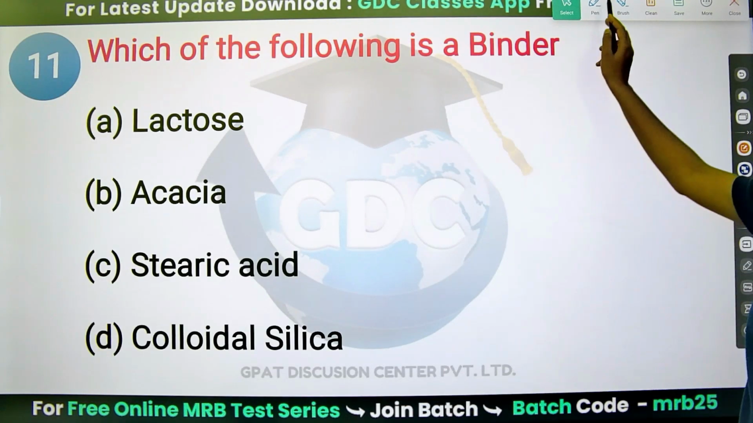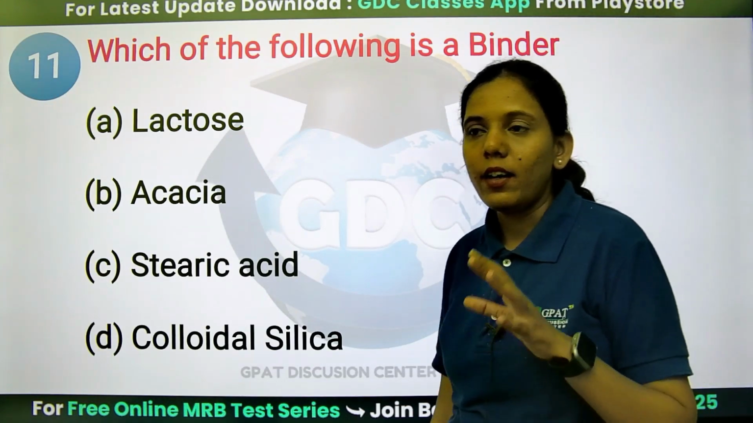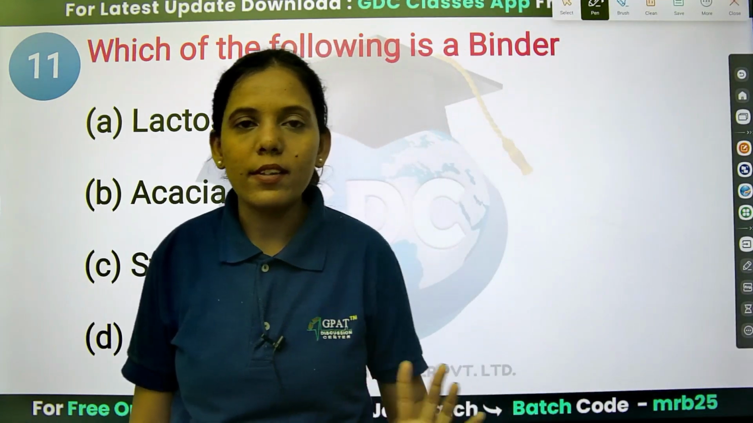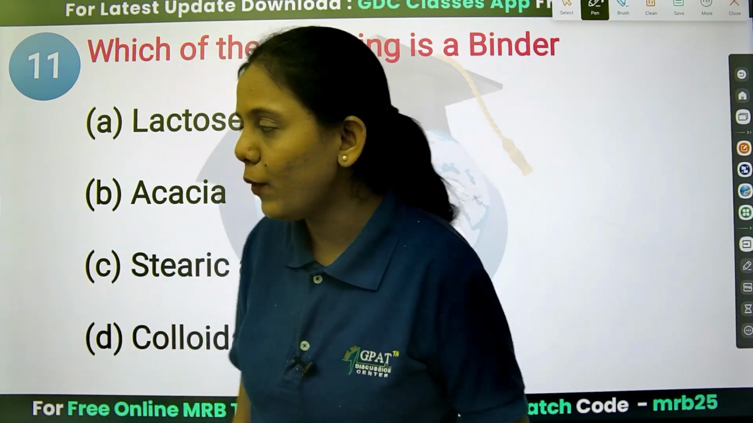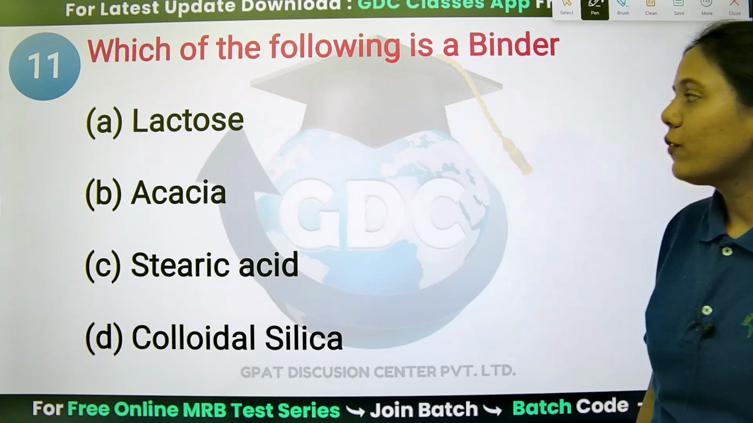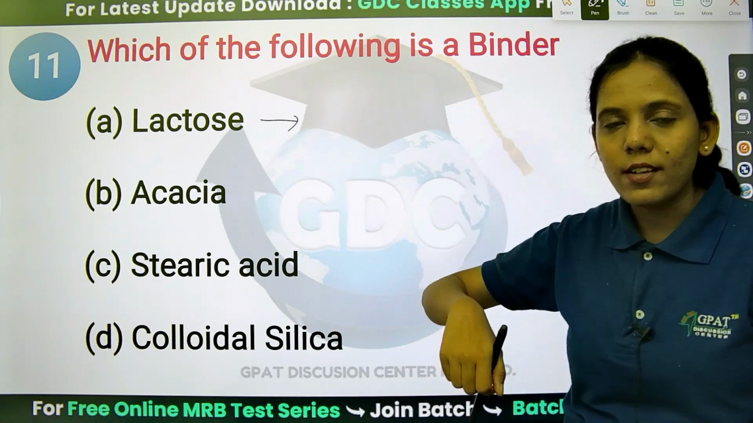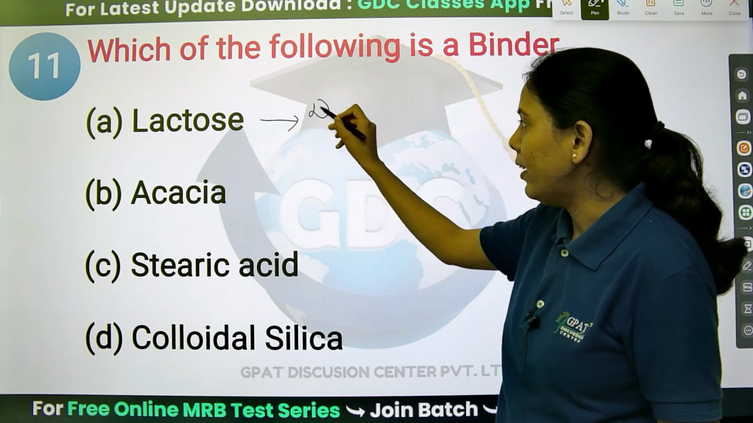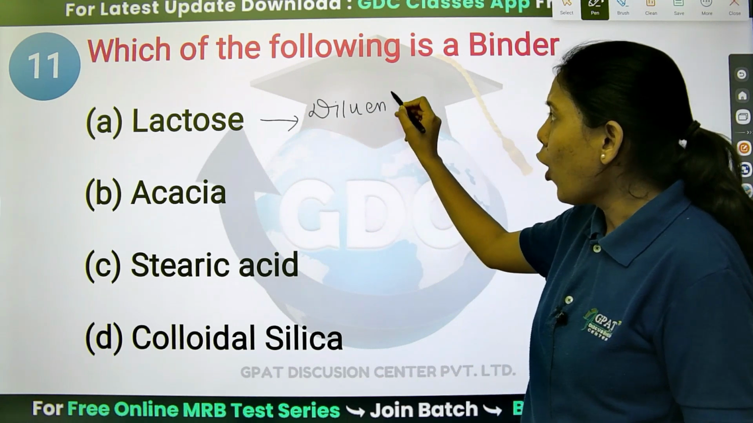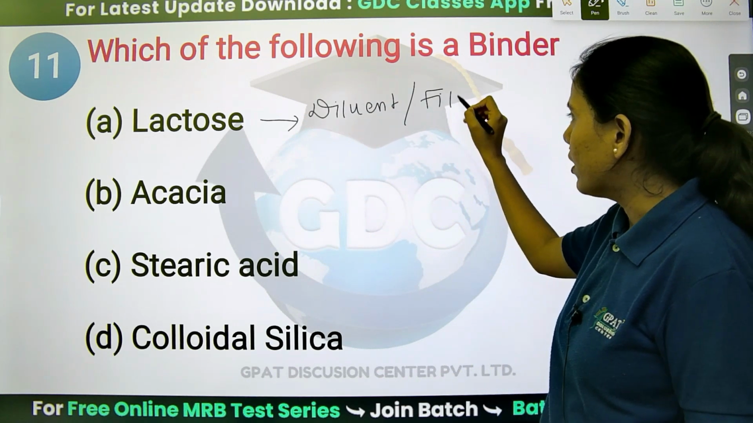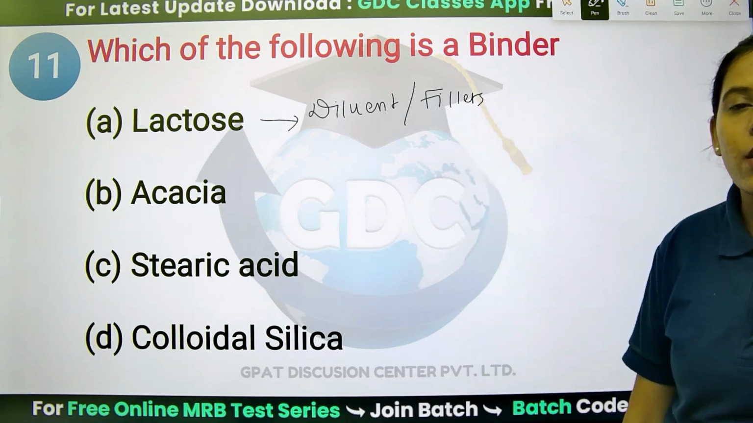Which of the following is a binder? Remember the excipients, their examples are very important. Any questions may come. Okay, which of the following is a binder? First of all, lactose. Just now we have discussed lactose is nothing but diluent. Diluents are also known as fillers.